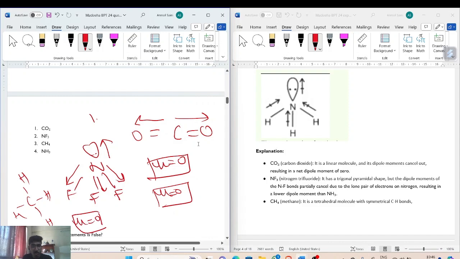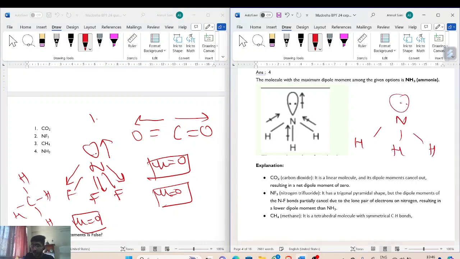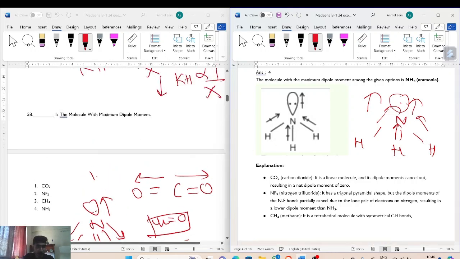And now for the last option, NH3. We have one nitrogen attached to three hydrogens and one lone pair. Here the lone pair will try to attract all the electrons. First nitrogen will attract from hydrogen, and then the lone pair will also attract. So the direction of attraction of electrons will be on this side, and mu does not equal zero. So this is the molecule with the maximum dipole moment. The correct answer is option number 4.